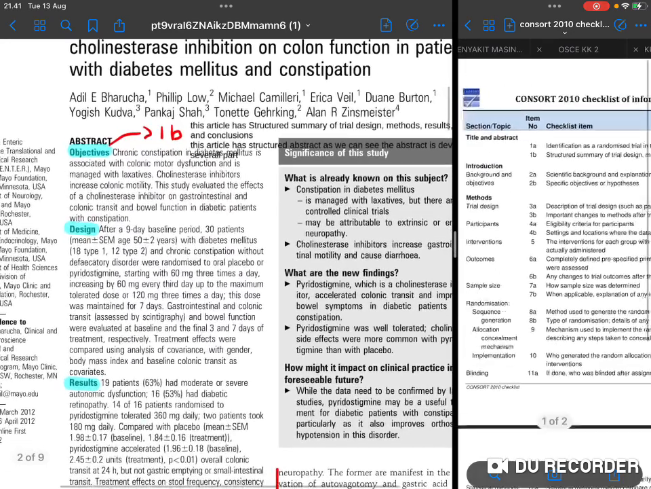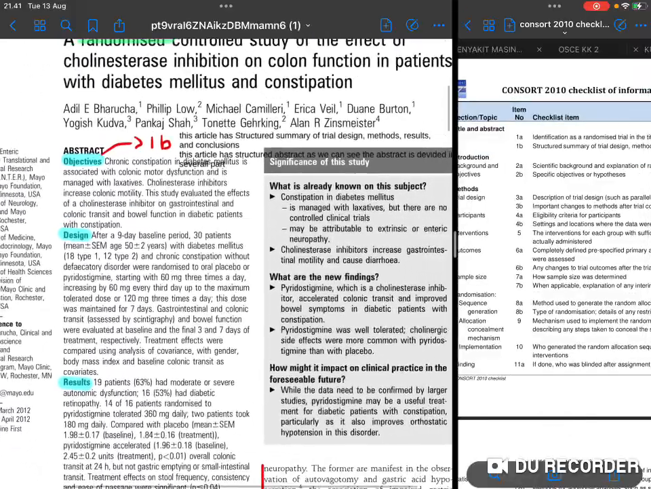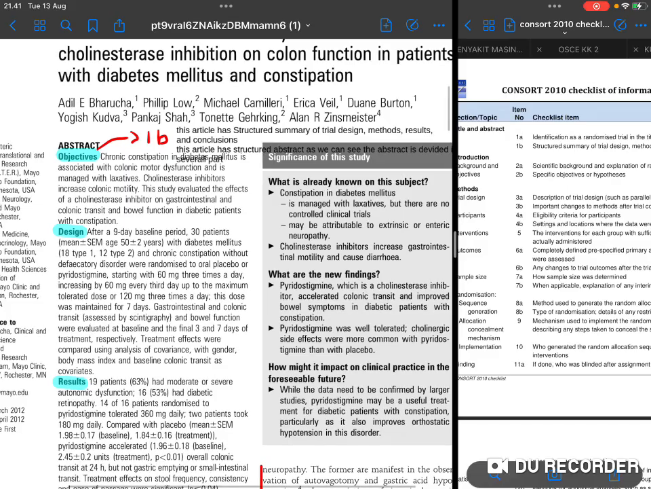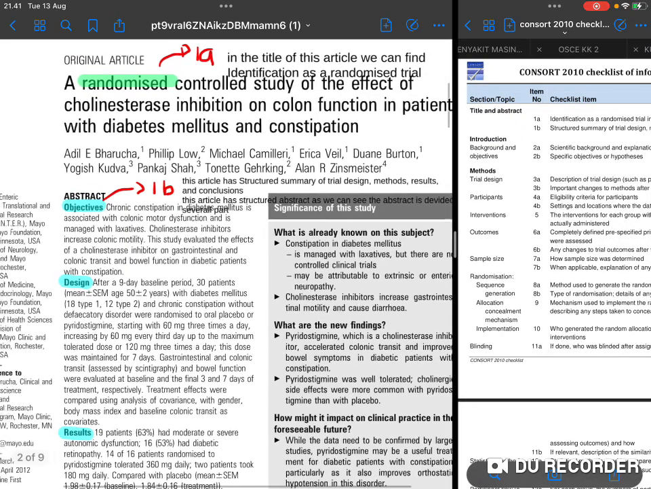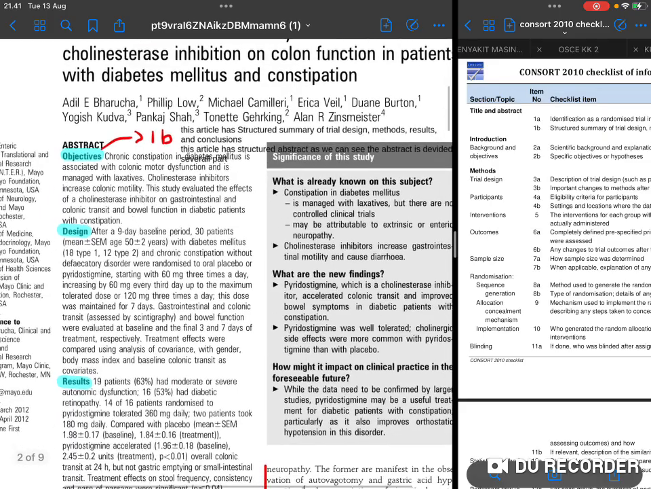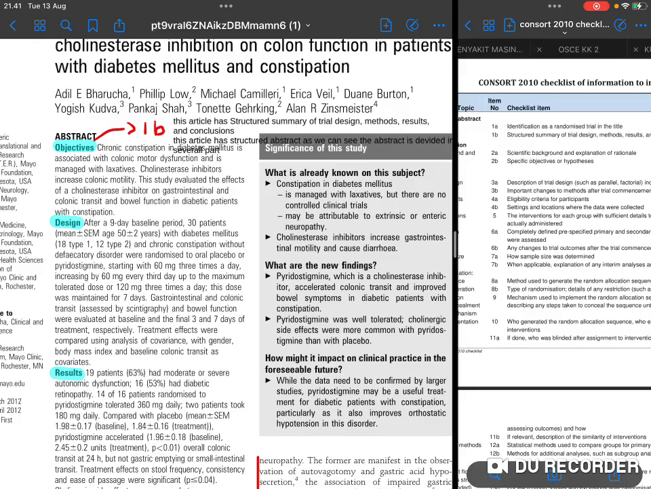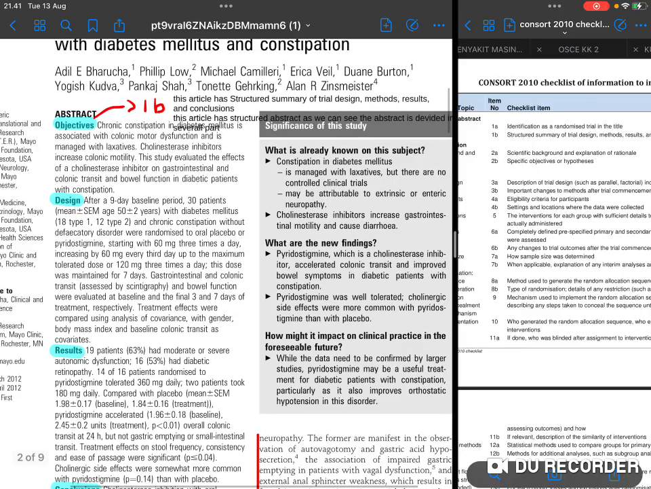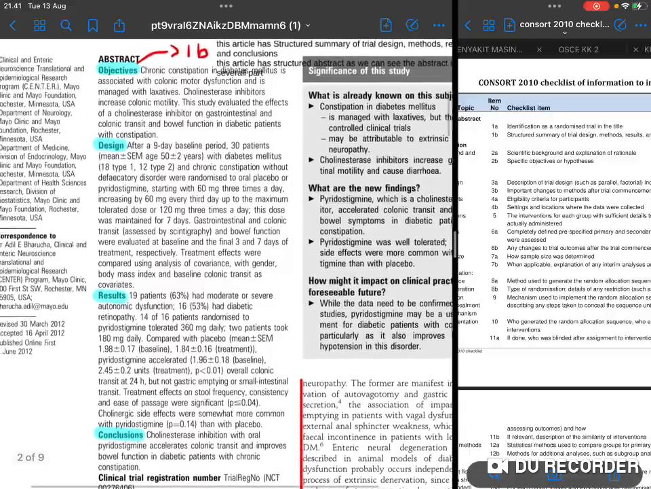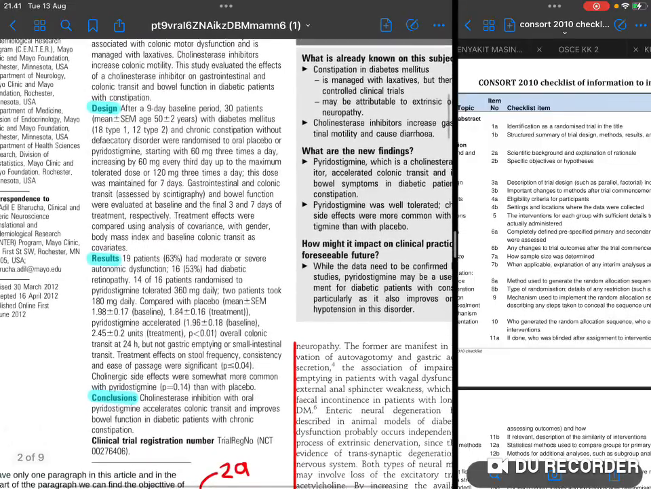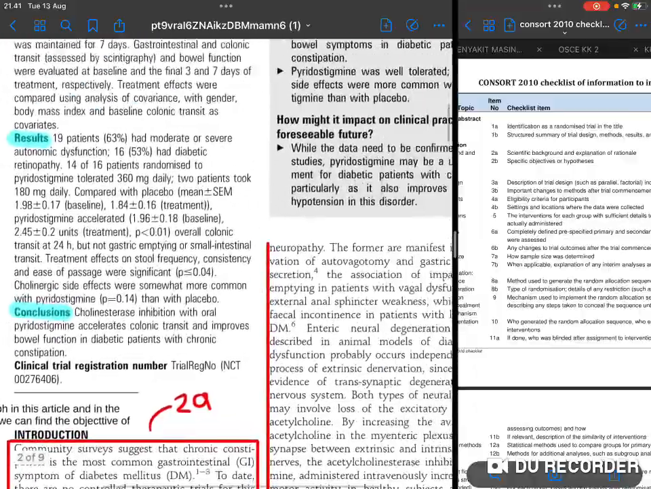In the introduction, as you can see over here, first of all, there is the title and abstract. The title is this, the original article title, and then we move to the abstract. In the abstract, you can see the abstract is divided into several parts, such as objectives, and then design, and then results, and then lastly, this is conclusions.